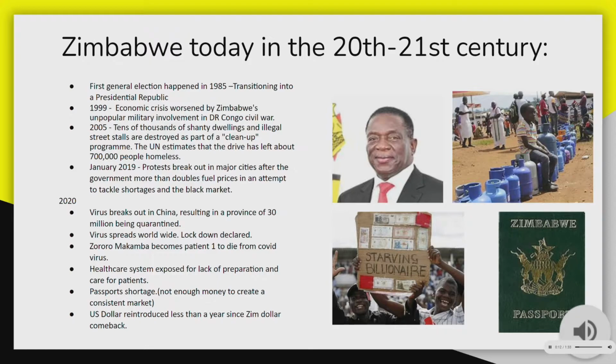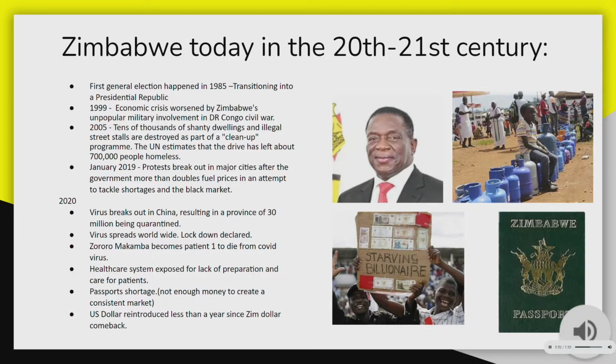In 1999, just before the turn of the century, there was an economic crisis which was worsened by the unpopular military movement in the Congo Civil War. A cleanup program was initiated in 2005, which left about 700,000 people homeless, where tens of thousands of shanty dwellings and illegal street stalls were destroyed. Prior to the pandemic, protests broke out over the major cities following fuel prices doubling in an attempt to combat shortages in the black market.